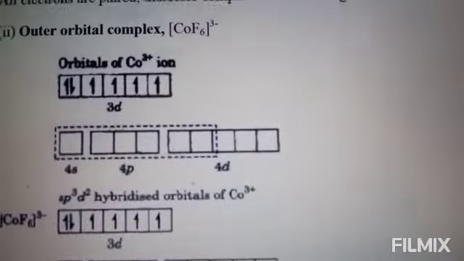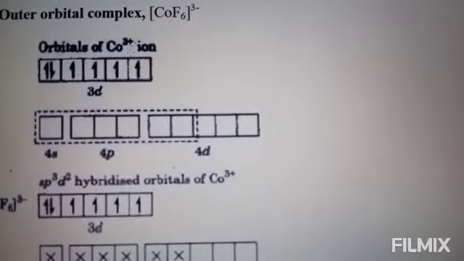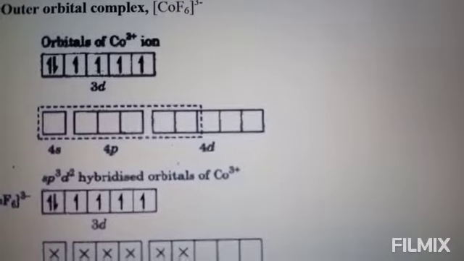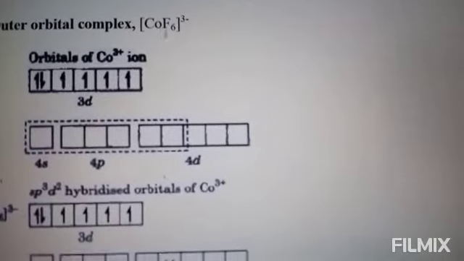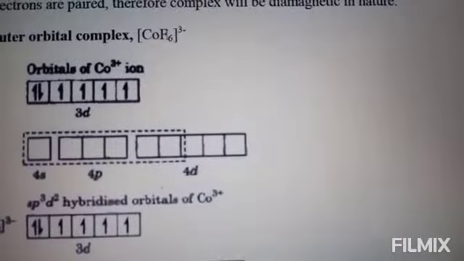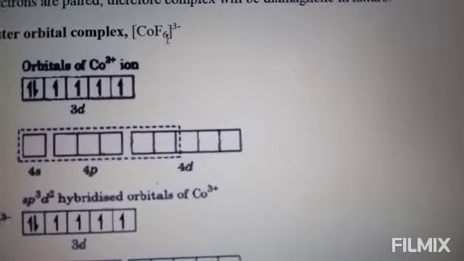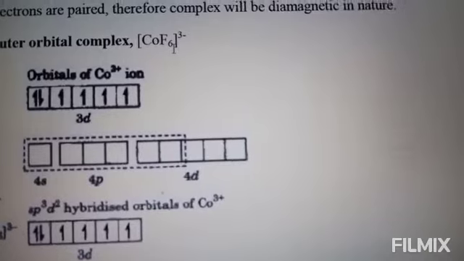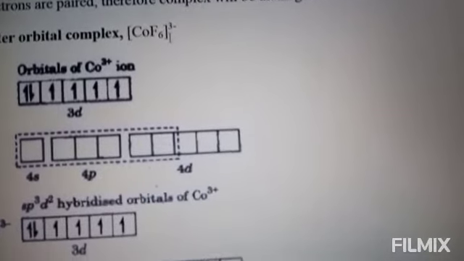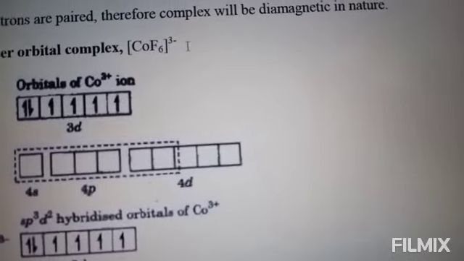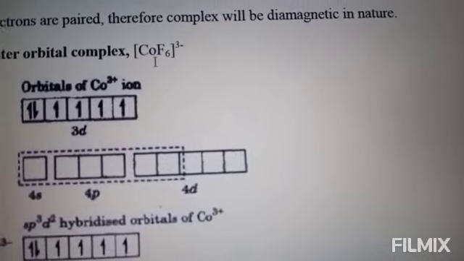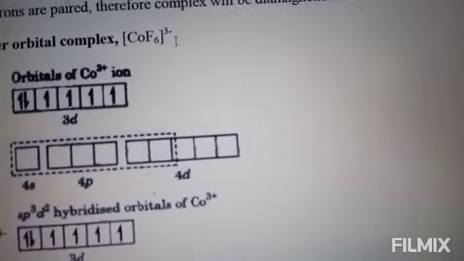CoF6 3-. So for Co we already know that 4s2 3d7. Now here, 3 minus means now you need to find out the oxidation state. It is -1 for fluorine, -1 into 6. That means x plus -6 equal to -3. So x equal to +3. So 3 electrons will be lost here, isn't it?